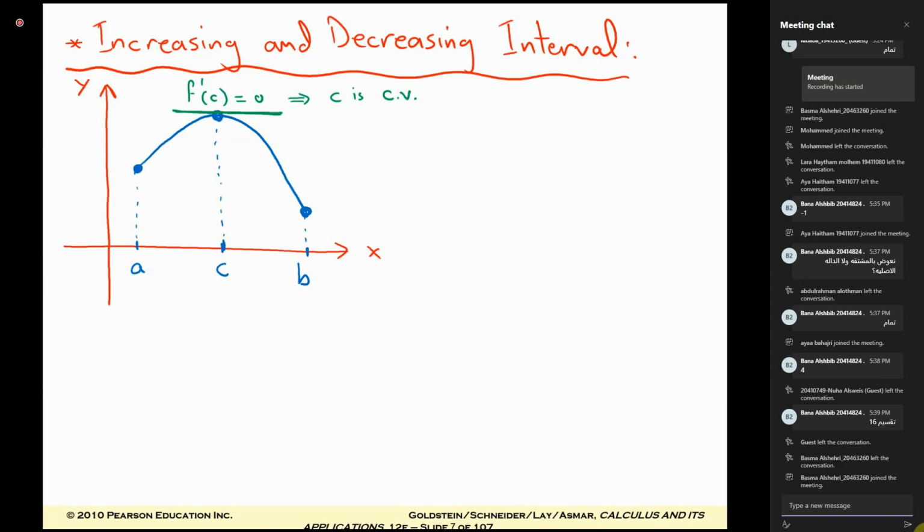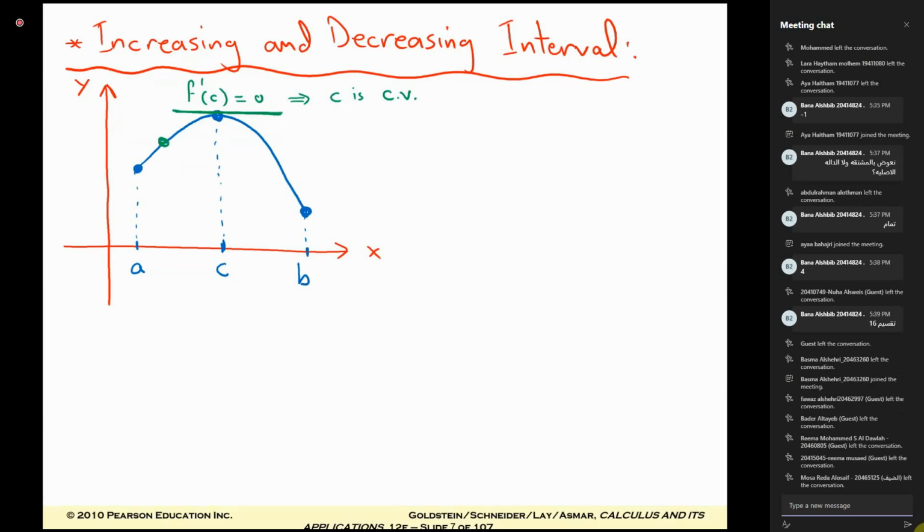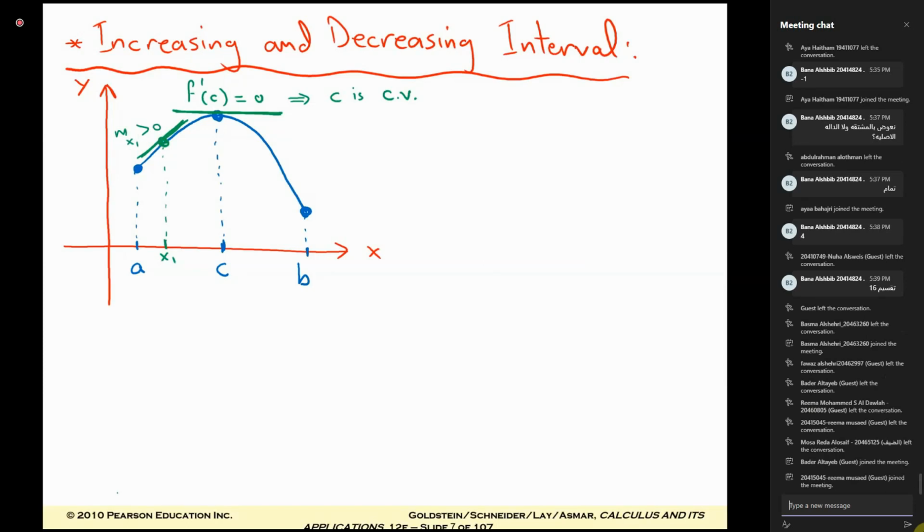Look at this point. The tangent line, for example, at x1. For example, this is x1. The tangent line at x1 is like this. The slope m at x1 is greater than 0 because this is an increase. The slope is positive.